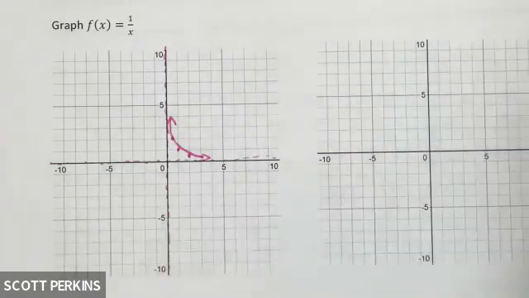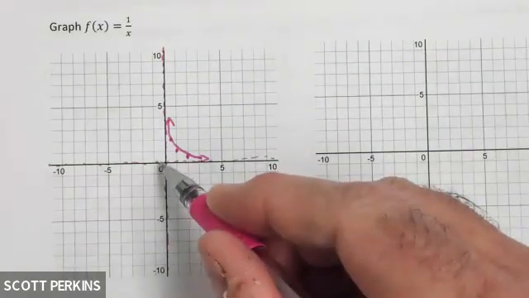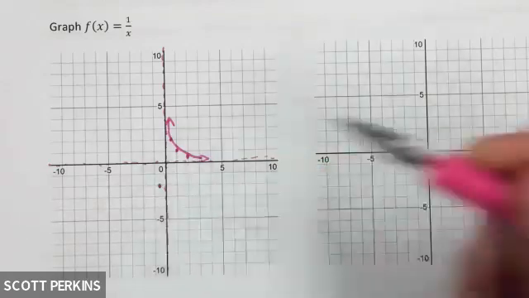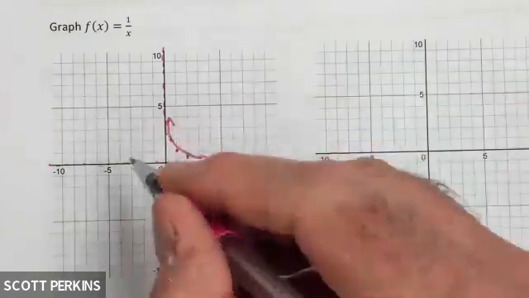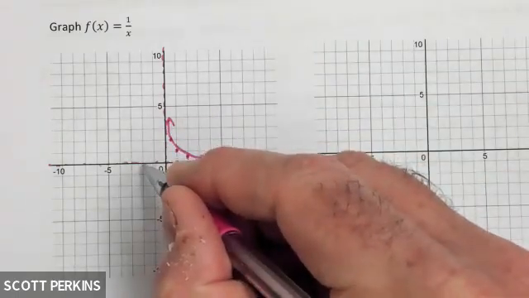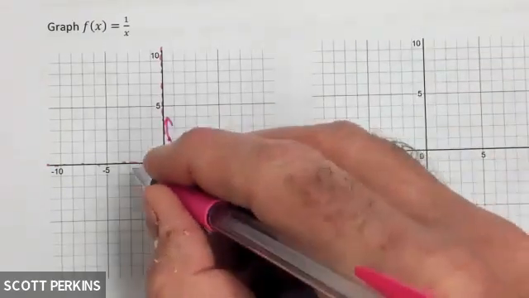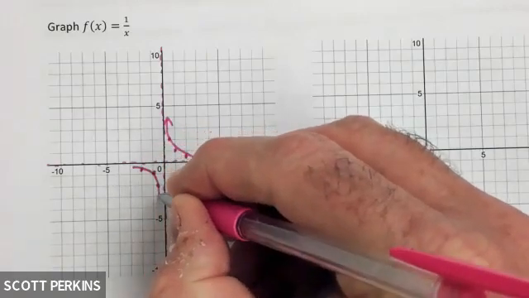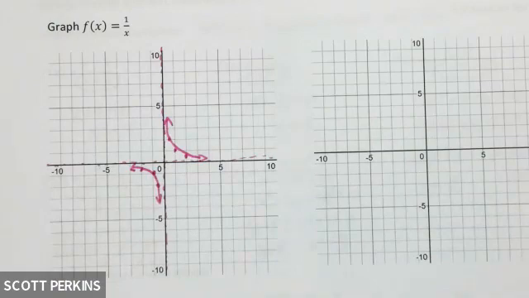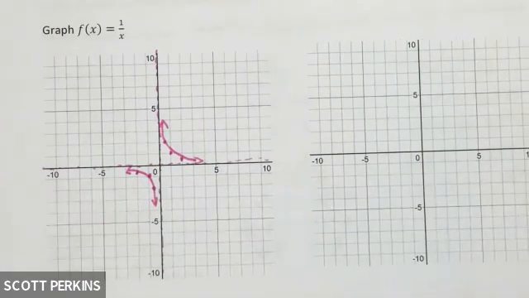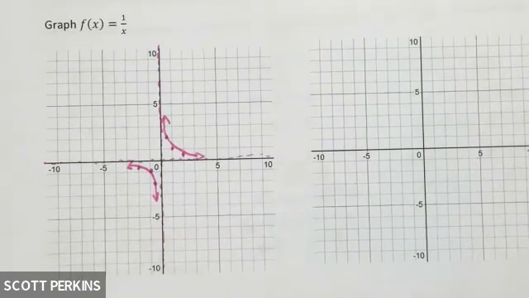To the left, same sort of thing. When I put in -1/2, I get -2. That's the reciprocal. When I put in -1, -1 is the reciprocal. And when I put in -2, 1 over -2 is -0.5. That's my reciprocal. Remember, our asymptotes define the behavior of the graph, so it's never going to go through those asymptotes. So that is a lovely little sketch of 1 over x.